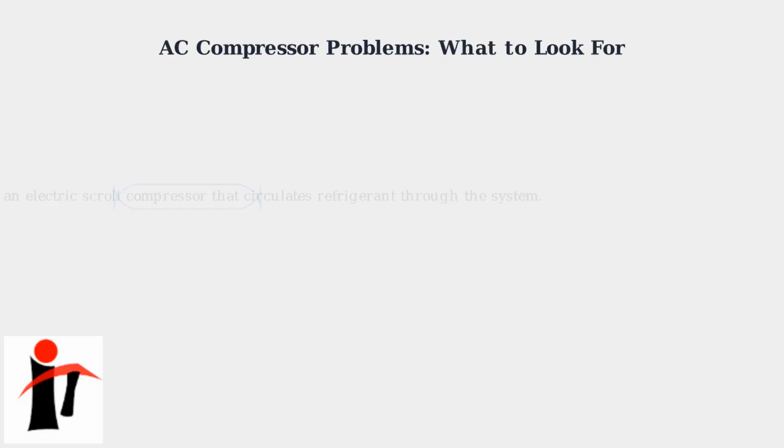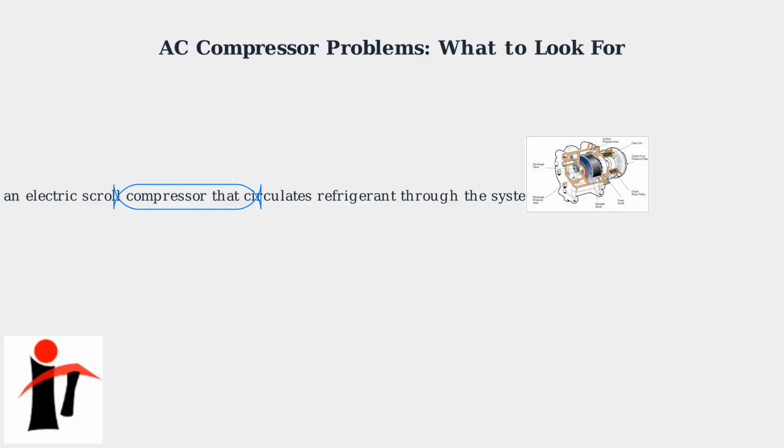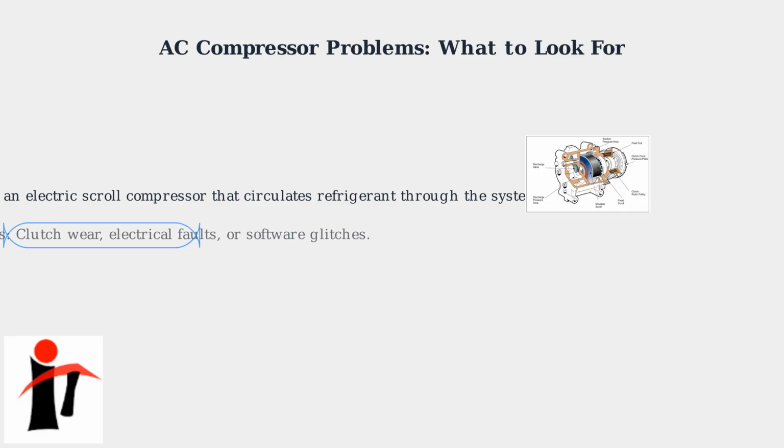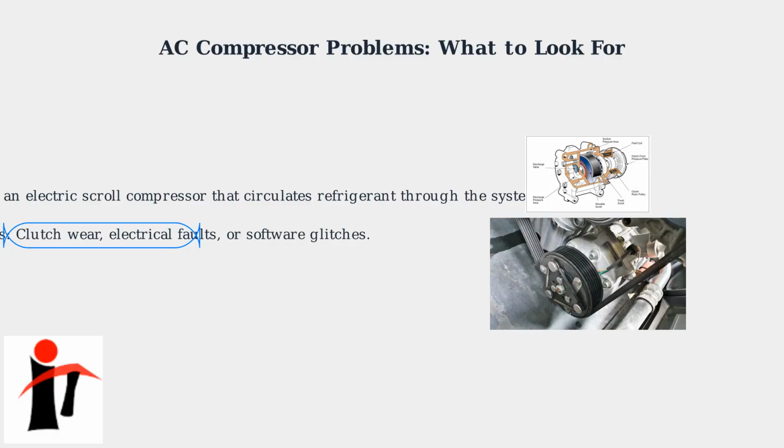The AC compressor is the heart of the Tesla Model S air conditioning system. This electric scroll compressor, powered by the vehicle's battery rather than an engine, circulates refrigerant to cool the cabin. It operates on a variable speed basis, drawing 2 to 5 kilowatts of power, and is controlled by Tesla's central computer for optimal efficiency. Common causes of compressor failure include clutch wear, which prevents proper engagement, electrical faults that disrupt power supply, or software glitches that affect control signals. These issues often lead to the system not blowing cold air as the refrigerant circulation stops.